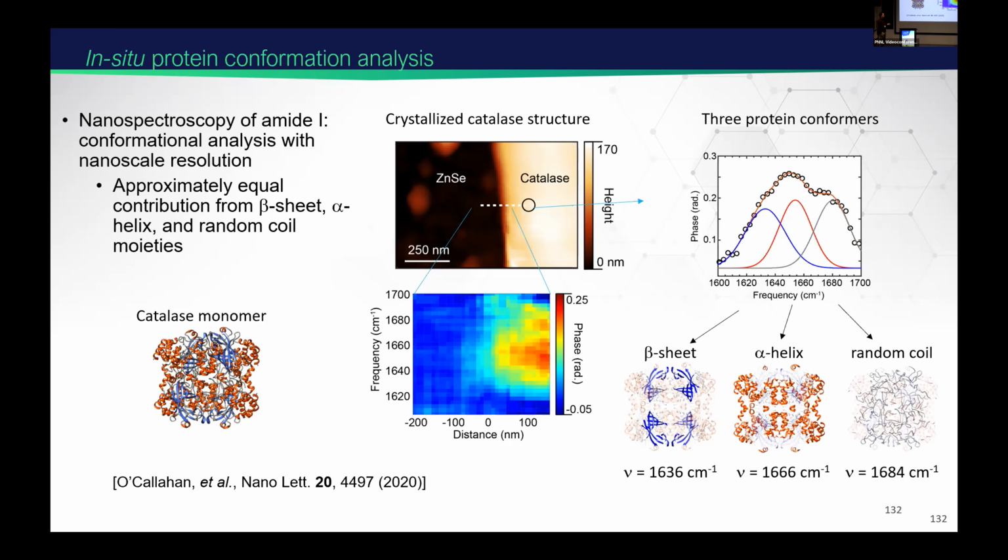And we see that the IR spectrum is comprised of three main conformational contributions. And by fitting to the sum of three Gaussians, we can assign the different relative contributions between beta sheet, alpha helix, and random coil. This is doing protein conformational analysis in situ. And we can also do this spatially resolved, with about 100 nanometer resolution.